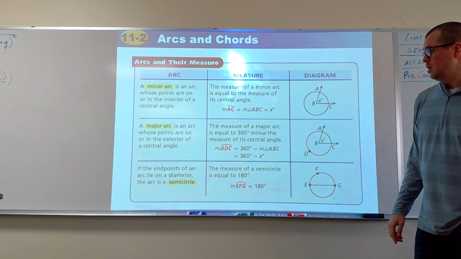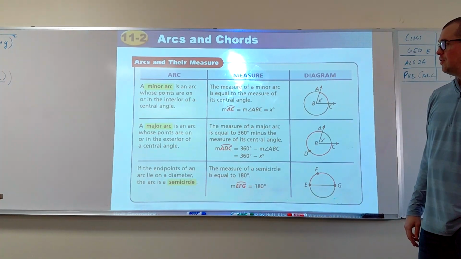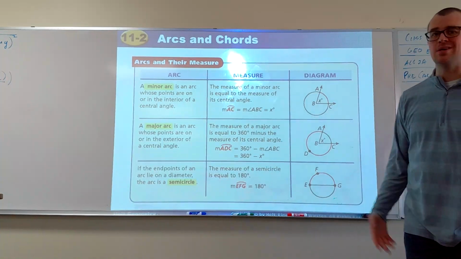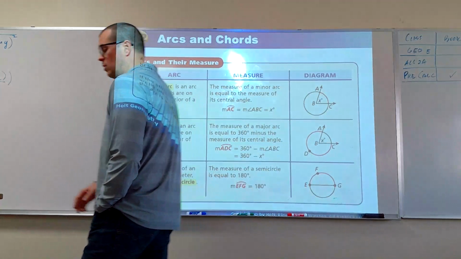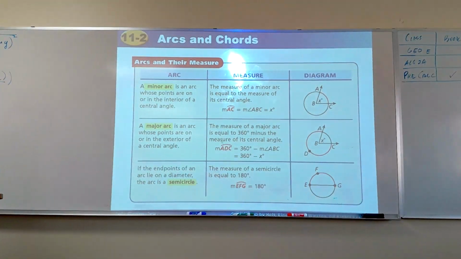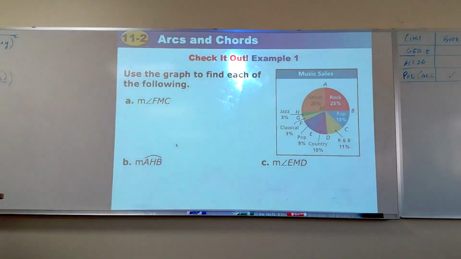Semicircle EFG would be 180. But arcs, you're going to follow the letters. If it's 3 letters, then it's usually going to be bigger than 180. If it's 2 letters, it's going to be smaller than 180. You follow the letters. Minor arcs by 2, major arcs 3.